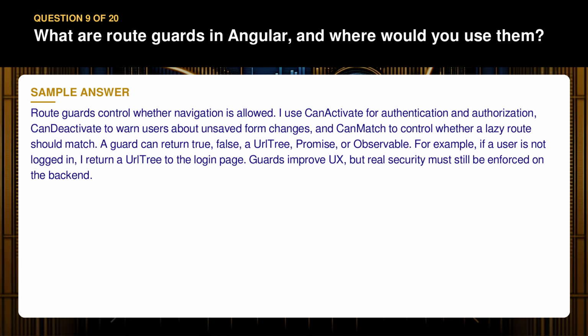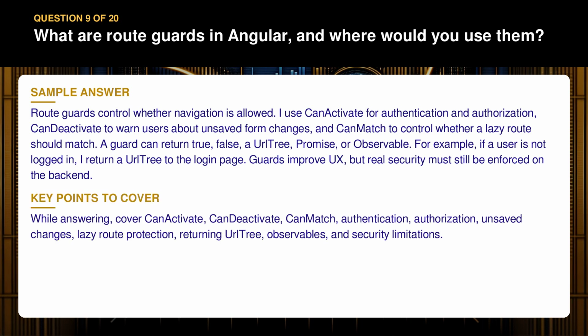A guard can return true, false, a URL tree, promise, or observable. For example, if a user is not logged in, I return a URL tree to the login page. Guards improve UX, but real security must still be enforced on the backend. While answering, cover canActivate, canDeactivate, canMatch, authentication, authorization, unsaved changes, lazy route protection, returning URL tree, observables, and security limitations.